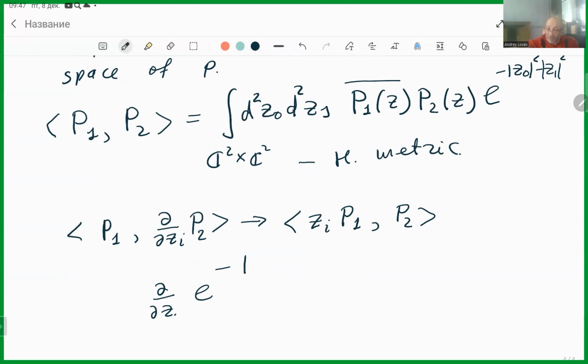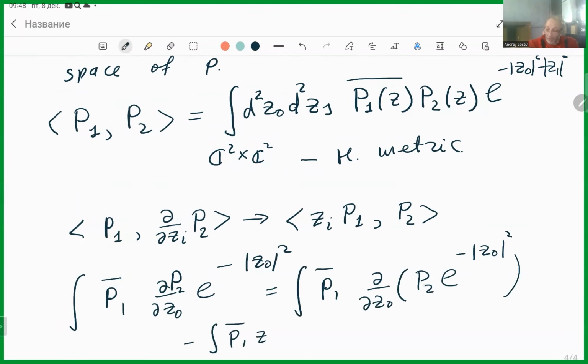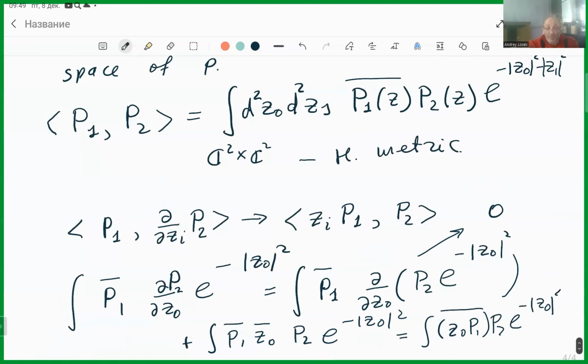Say for Z0. We integrate by parts, minus. So if we take the derivative here, we have a minus, so we need to add. Now this term goes to 0 since P1 bar is holomorphic. Sorry, here I have Z0 bar, and so this gives me Z0 P1 bar. In this way, I have proved this main assertion.